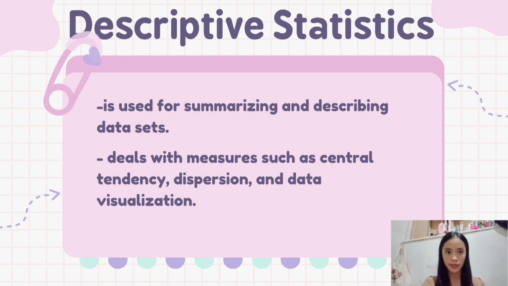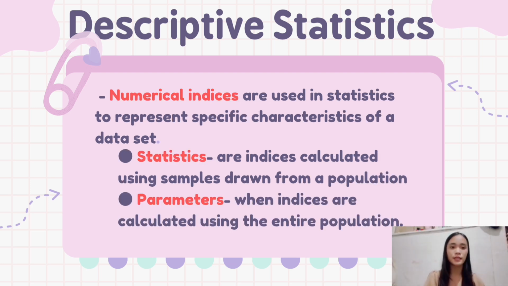In descriptive statistics, there is what we call the numerical indices. These numerical indices are values used to summarize specific aspects of data. It is a representation of a data set. There are two types of numerical indices. The statistics are the indices calculated using samples drawn from a population, while the parameters are the indices calculated using the entire population.